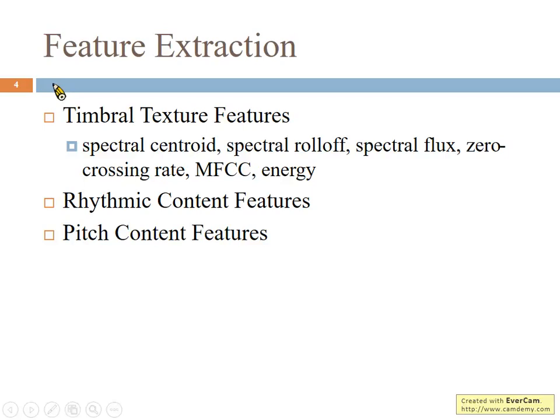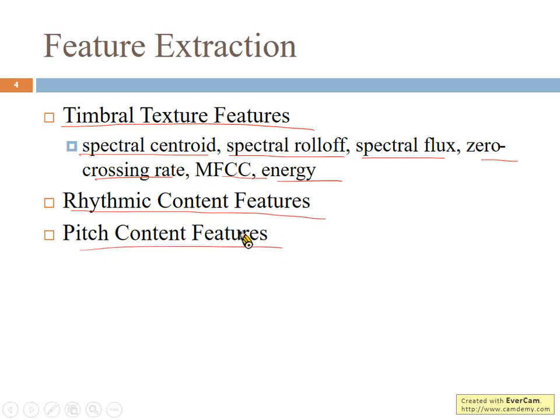In this paper, they extract three types of features. The first one is the timbral texture feature. And these types of features are basically conventional ones, like spectral centroid, spectral roll-off, spectral flux, zero crossing rate, MFCC, and energy. All these features have been introduced before. And they also propose some music-specific features, like rhythmic content features and pitch content features. And these two are the uniqueness of this paper.